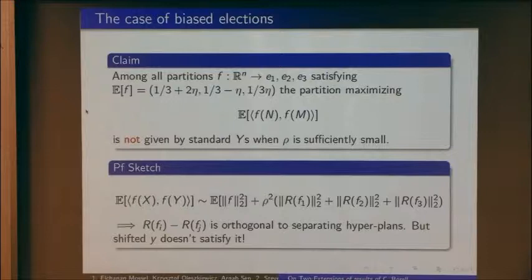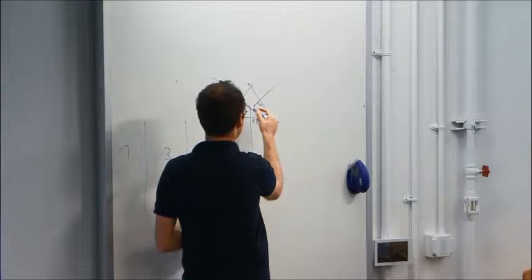And it turns out that if you shift the standard Y a little bit, then the center of masses shift in a way that doesn't satisfy the property. So for the standard Y, you have the property that all of these angles are 90 degrees. I don't know if I succeeded. So this is 90 degrees, this is 90 degrees, and this is 90 degrees. And this is what?